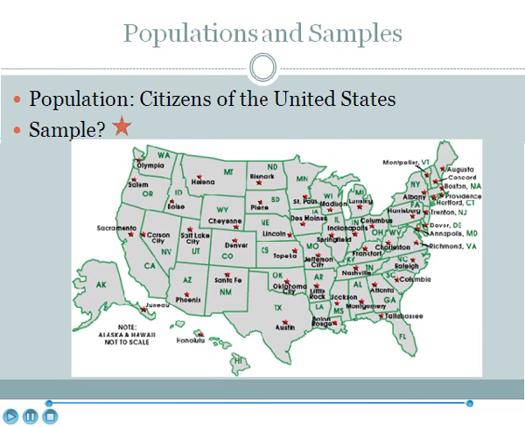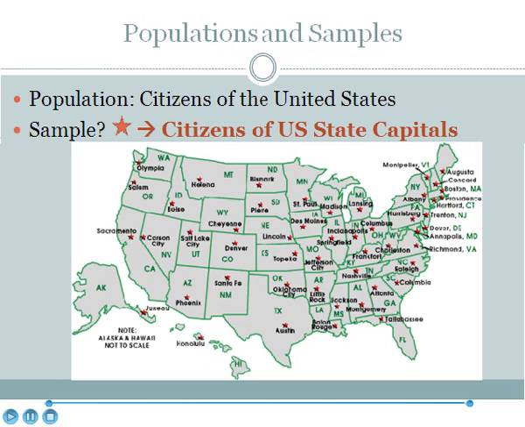Finally, consider another sample. This one's a little more complex. A sample from the population of the citizens of the United States could be the citizens of the state capitals of the United States. All of them share the same characteristic. They're citizens of the United States. That's the population.